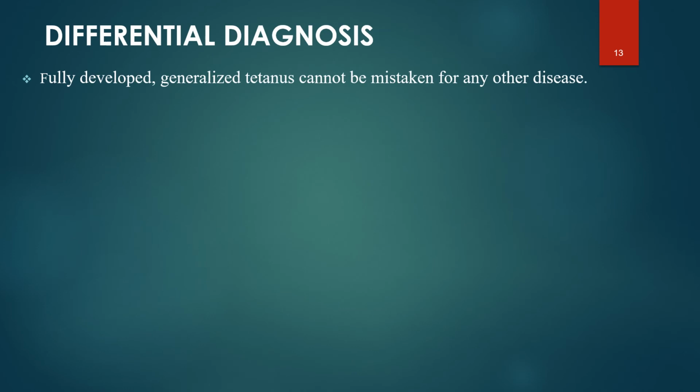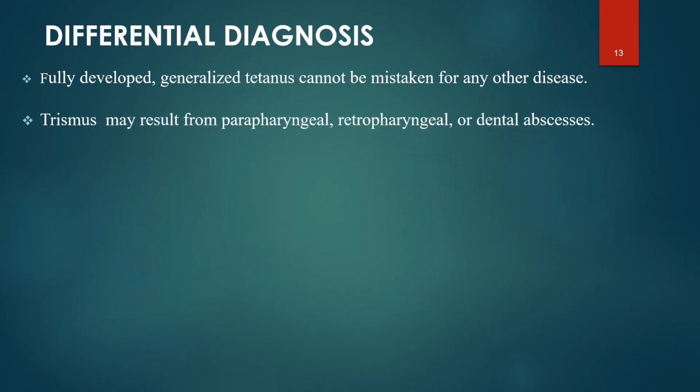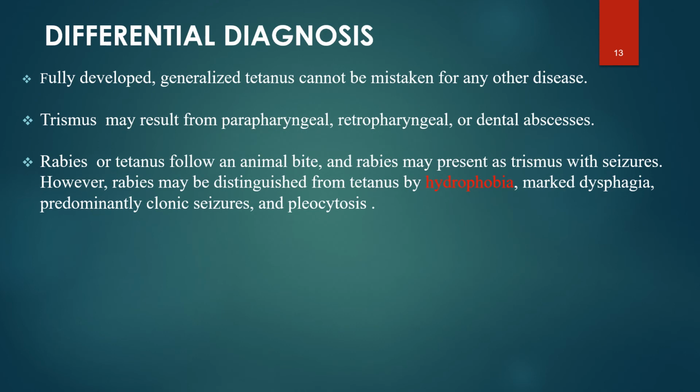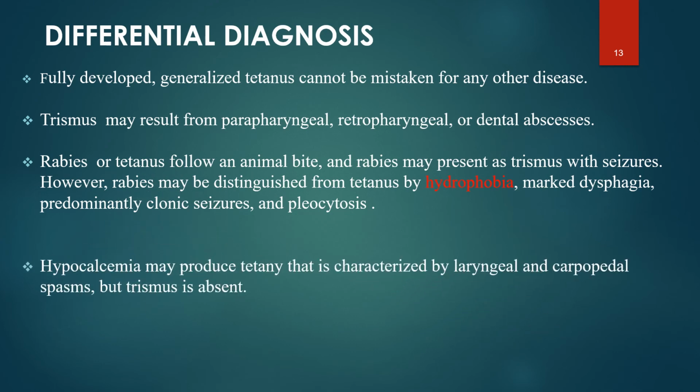mistaken for any other disease. Trismus might result from parapharyngeal, retropharyngeal, or dental abscess if it is the only clinical manifestation at presentation. Rabies or tetanus may follow an animal bite, and rabies might present as trismus with seizure. However, rabies might be distinguished from tetanus by hydrophobia, marked dysphagia, predominantly clonic seizure, and pleocytosis. Hypocalcemia may produce tetany that is characterized by laryngeal and carpopedal spasm, but trismus is absent in hypocalcemia.